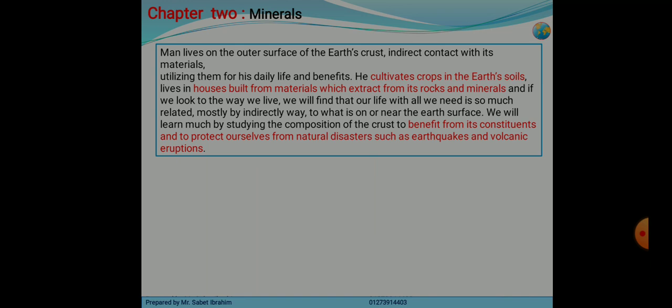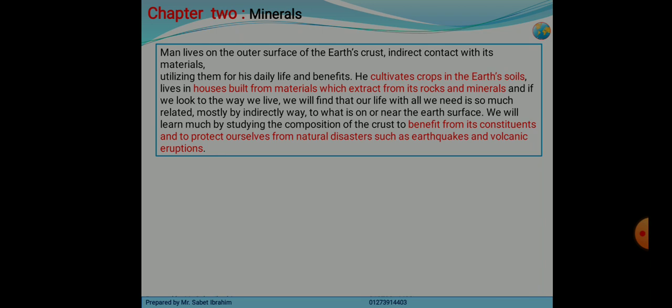As we know, man lives on the outer surface of Earth's crust and is in contact with its minerals. Man uses them for his daily life. Man cultivates crops in the Earth's soil, builds houses from its materials, and extracts minerals from its rocks.